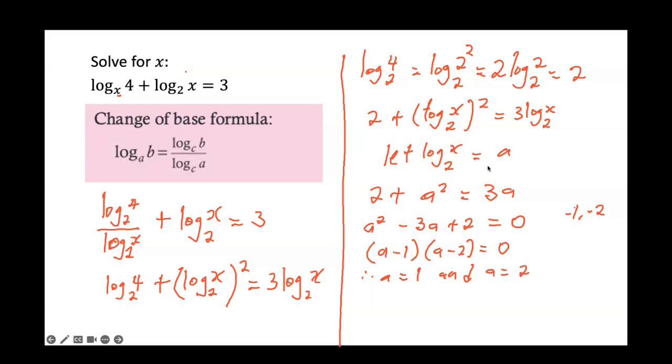But remember, we said that a is the same as log x to base 2, and the question asks us to solve for the value of x. It means that log x base 2 is equal to 1. And when you solve this, you have x is equal to 2, that is, x is equal to 2 raised to the power 1. Or logarithm of x to base 2 is equal to 2. This means that x is equal to 4.